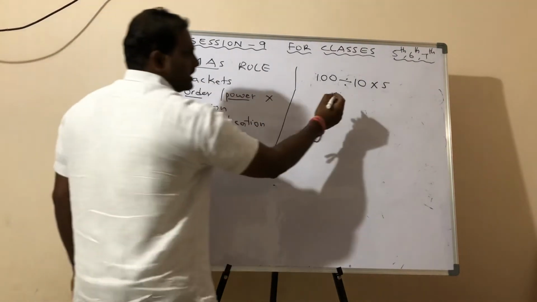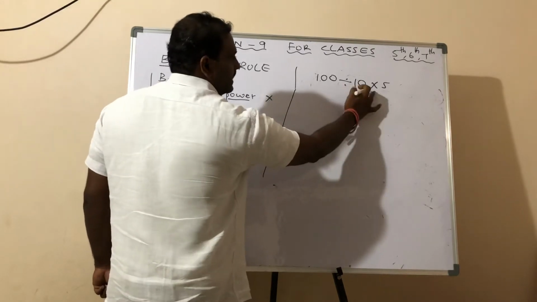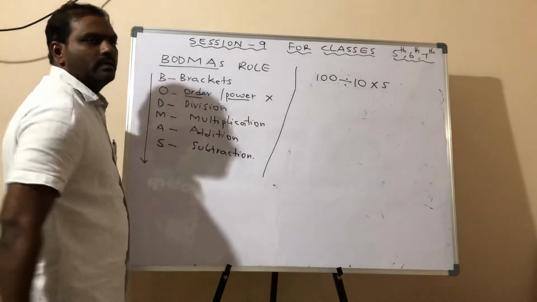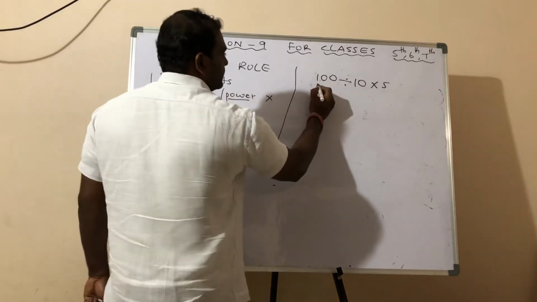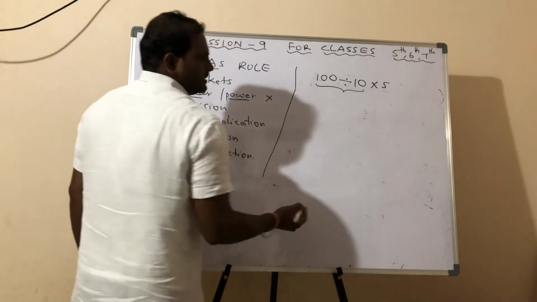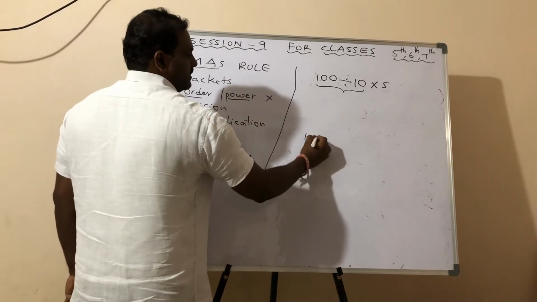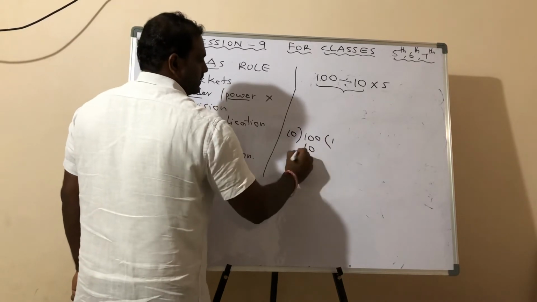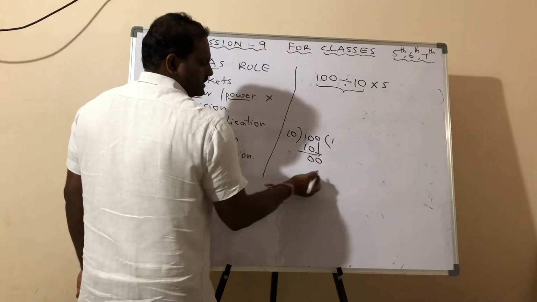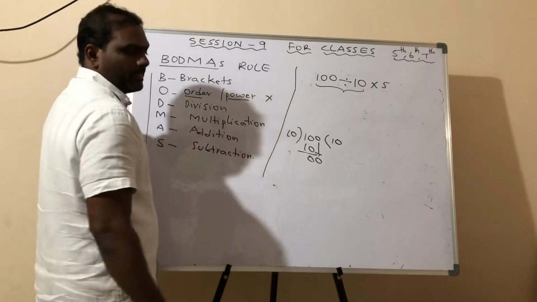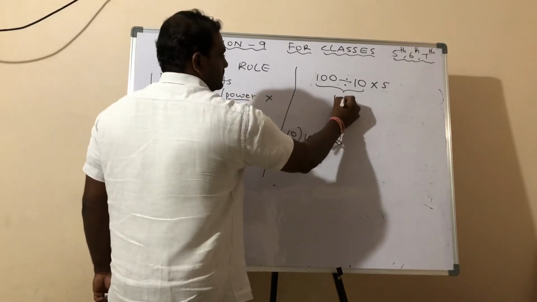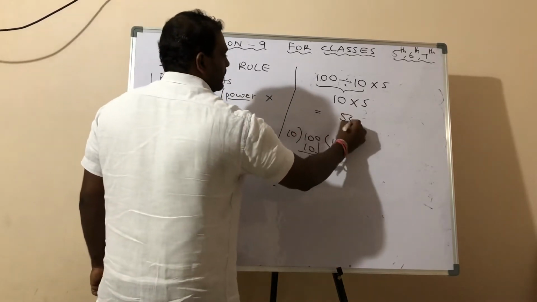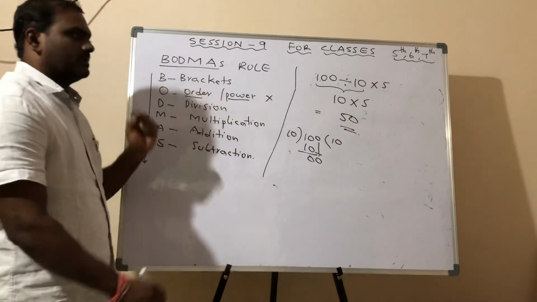So first, what are the points there? Division is there, multiplication is there. So what do I have to follow? I have to follow division. Right? Now first I have to do this. That is 100 divided by 10. So 10 ones are 10, 0 is there, so nothing, I can write directly 0. So what is the answer? It is 10. This is 10 into 5. So what is 10 into 5? 10 fives are 50. This is the answer.